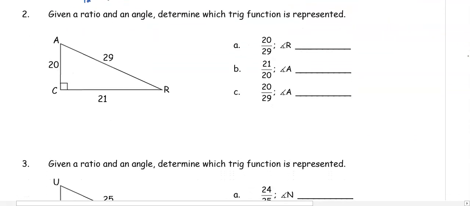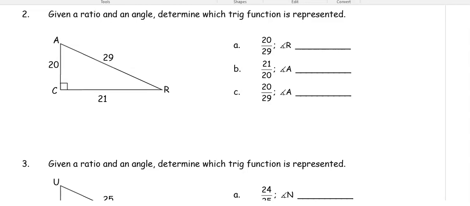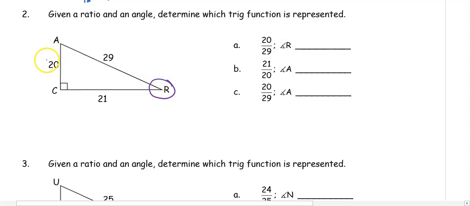Now we're going to be given the ratio and an angle, and we have to figure out what trig function that represents. So in the first one, we have 20 over 29 and angle R. So if we use angle R as our reference angle, 20 is opposite, 29 is the hypotenuse, which means we are using sine. If we look at angle A, we have 21, which is the opposite side, and 20, which is the adjacent side. So if we have O and A, we are using tangent. And then using angle A, we know that 20 is the adjacent side, 29 is the hypotenuse, so we are using cosine.